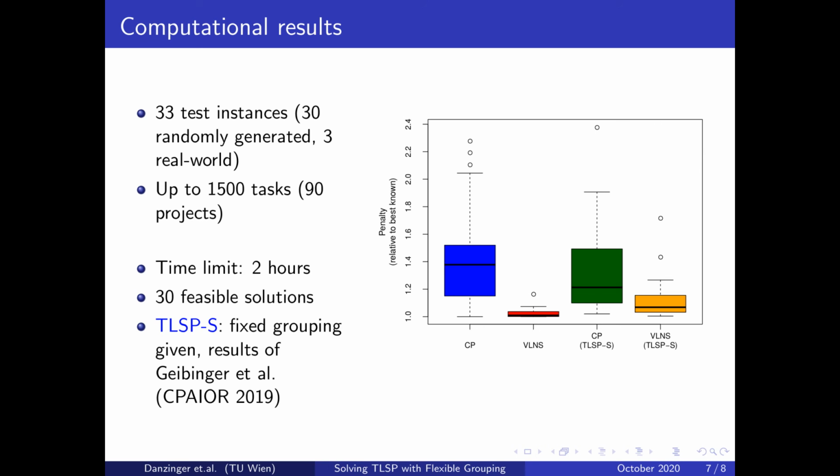Indeed, in our experiments, we found better solutions with VLNS with flexible grouping for most instances, despite having a more complex model. This effect is even stronger when we allow the CP solver to use the known grouping of TLSPS for generating the initial solution for VLNS.